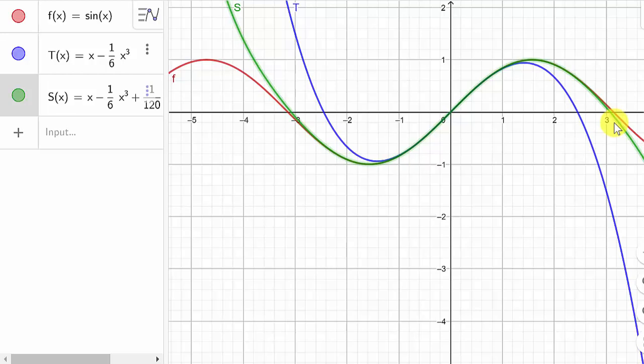All right, so that's what it looks like. That's what you're finding. You're finding a polynomial for sine x around, in this case, a is equal to 0. So I hope the graph helps you get an idea of what you're doing. All right, so now let's go back to working problems.